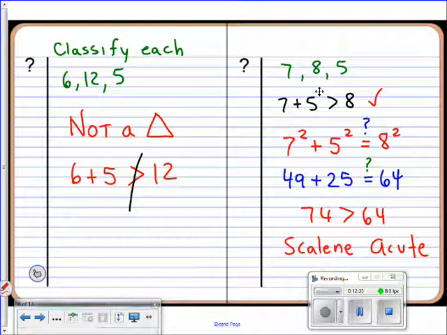So this triangle is scalene acute, right? Scalene because it's got three sides that are different. Acute because of the converse statement I have here from the three bears.